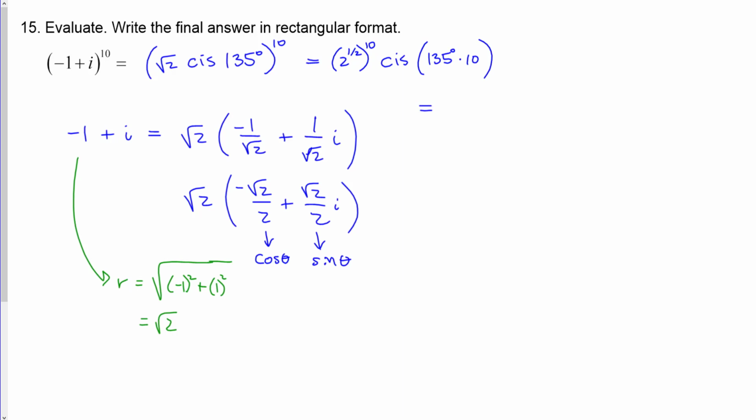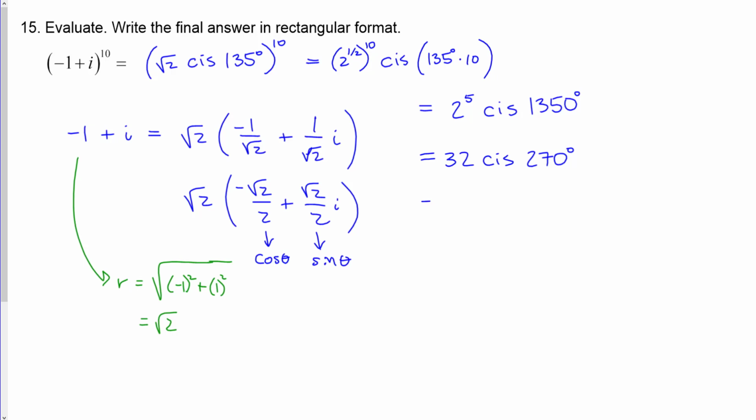Okay, so 1/2 times 10 is 5. So this is going to be 2 to the 5th power, CIS 1,350 degrees, which is 32 CIS, and then you have to start subtracting 360 repeatedly until you get down to, in fact, what happens here is you get 270 degrees. Just keep subtracting 360 until you get something that's in the range of 0 to 360.